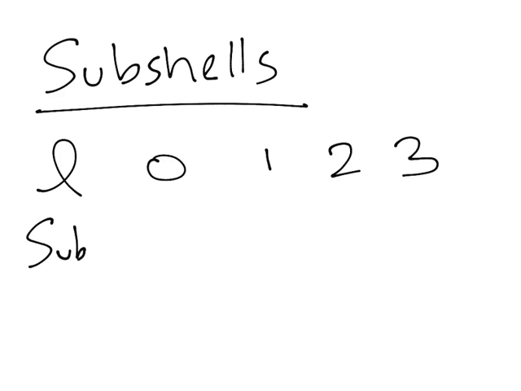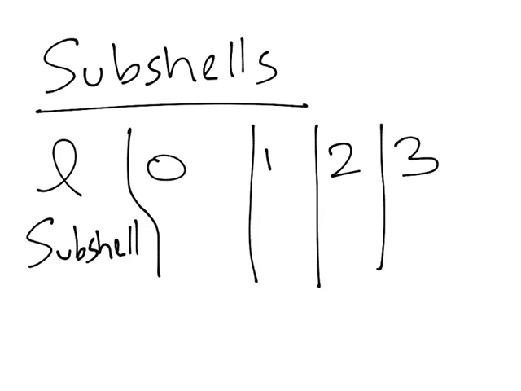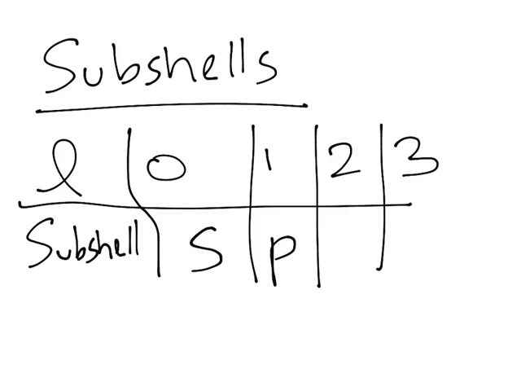And I made this table. When L is 0, the subshell is S. When L is 1, the subshell is P. When L is 2, the subshell is D. And when L is 3, the subshell is F. SPDF. Each of them is a little different, so I have to talk about each of them separately. Let's start with the S subshell.